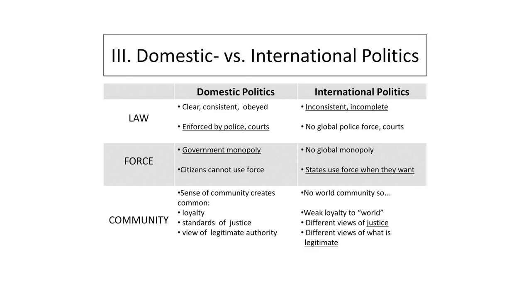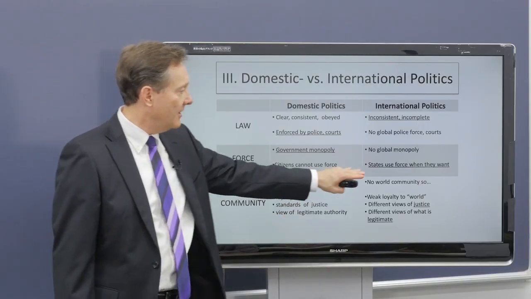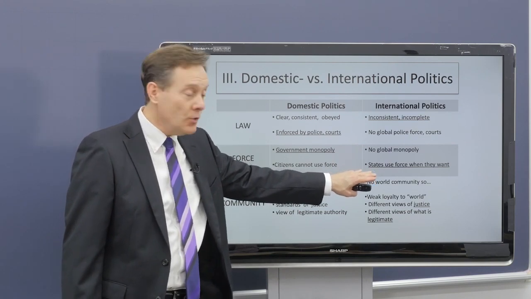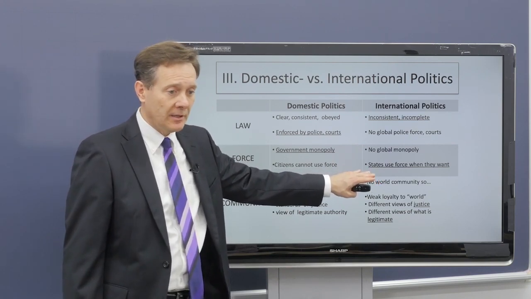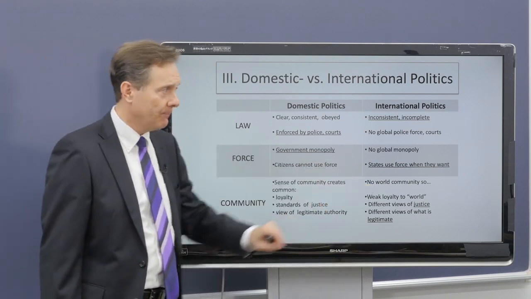On the matter of force, on the matter of military power, in a state, only the government can have the police, and only the government can have the military. People, citizens, the residents of the country may not have their own military, of course. In international politics, there's no global monopoly. There's no one military for the world. And because the world is based on sovereign states, states have their own militaries and will use those militaries when they want. When states believe that they must use force, then they will use it when they want.